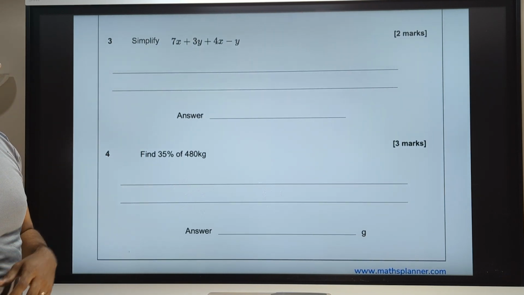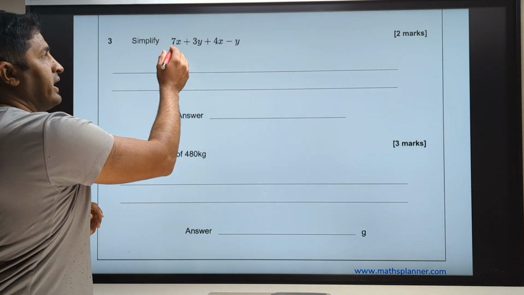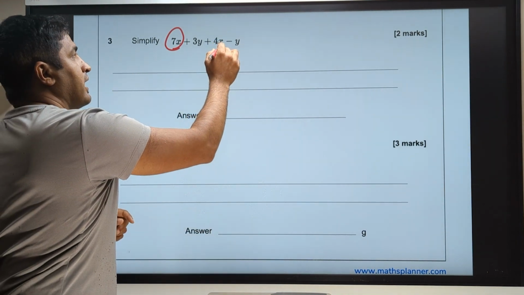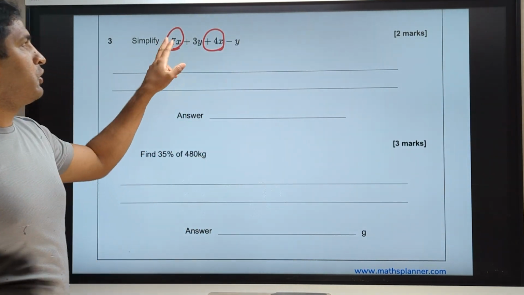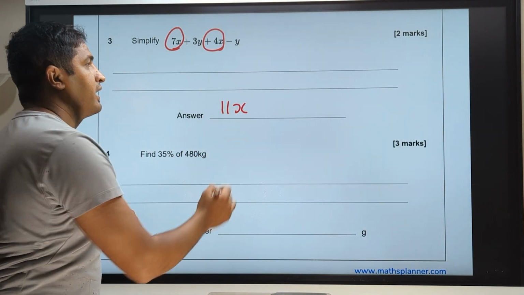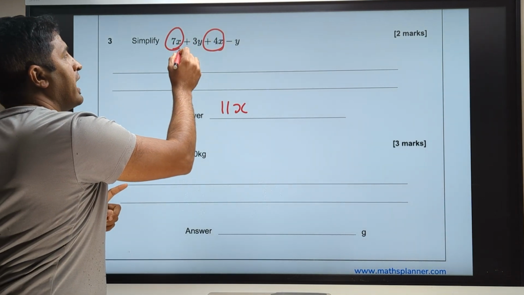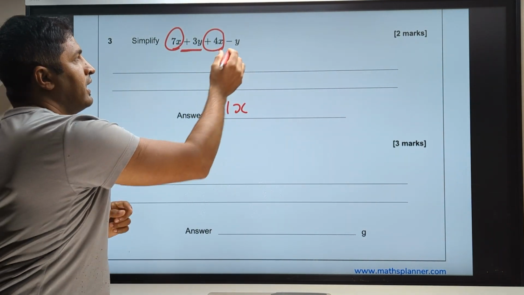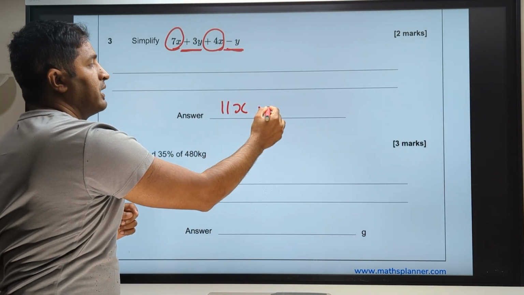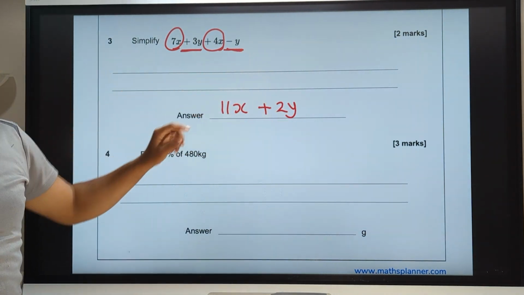Simplify, in other words, collecting the common terms or like terms. The two like terms here are the x terms: positive 7x and positive 4x. What do you get? 7x and positive 4x give you 11x, and that gets you 1 mark. Then we collect the y's. Remember, that's positive 3y and a negative y. So 3y take away y gives you positive 2y. That's the answer, and you get 2 marks.